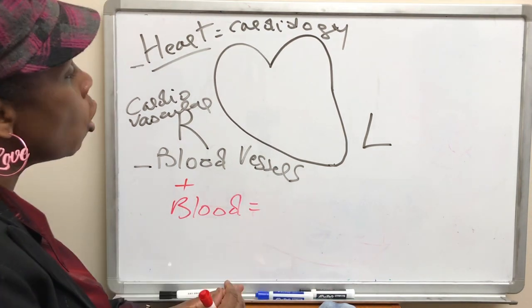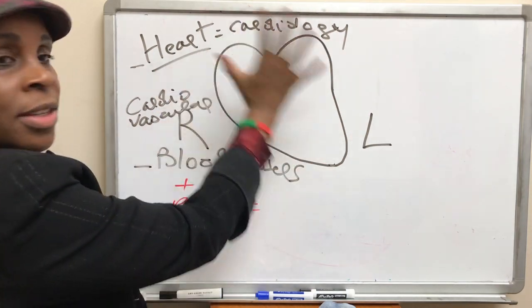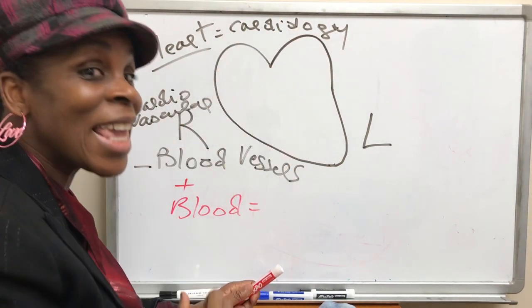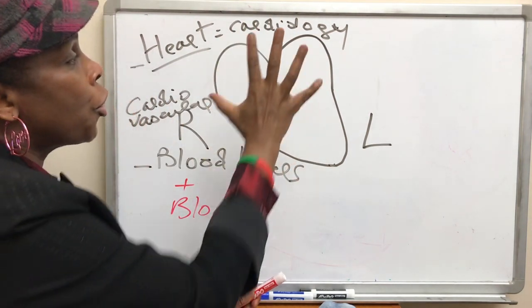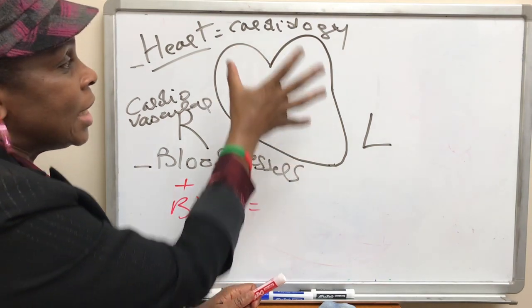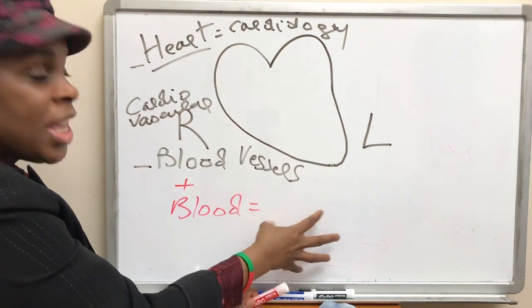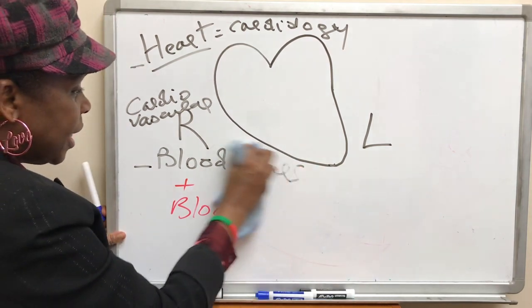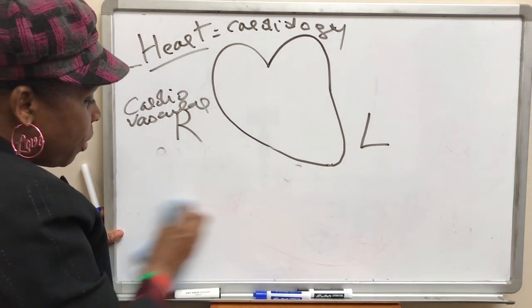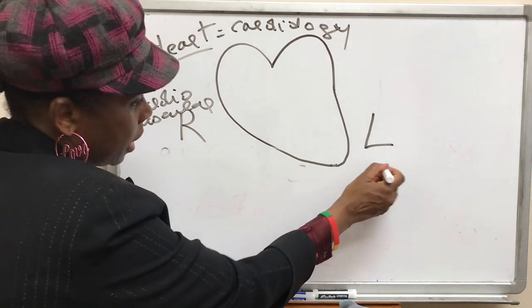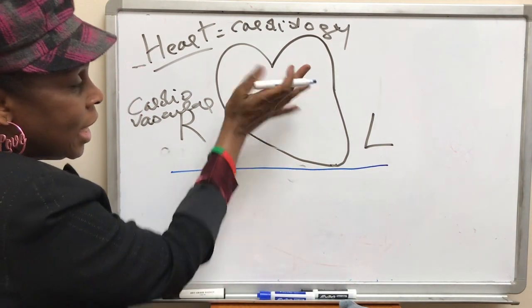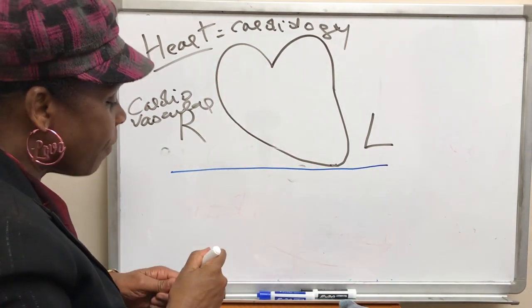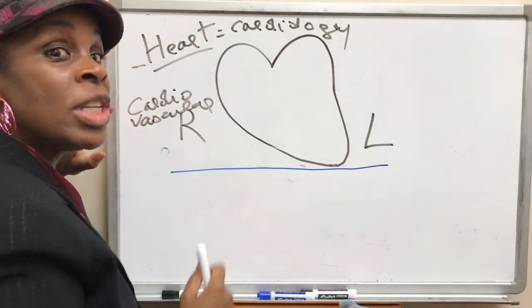Where is the heart located? The heart is located in the chest, in the thoracic cavity. The thoracic cavity is divided from the abdominal cavity by the diaphragm. So there's a diaphragm at the bottom here. So the heart is in the chest, in the thoracic cavity. It is between the two lungs.